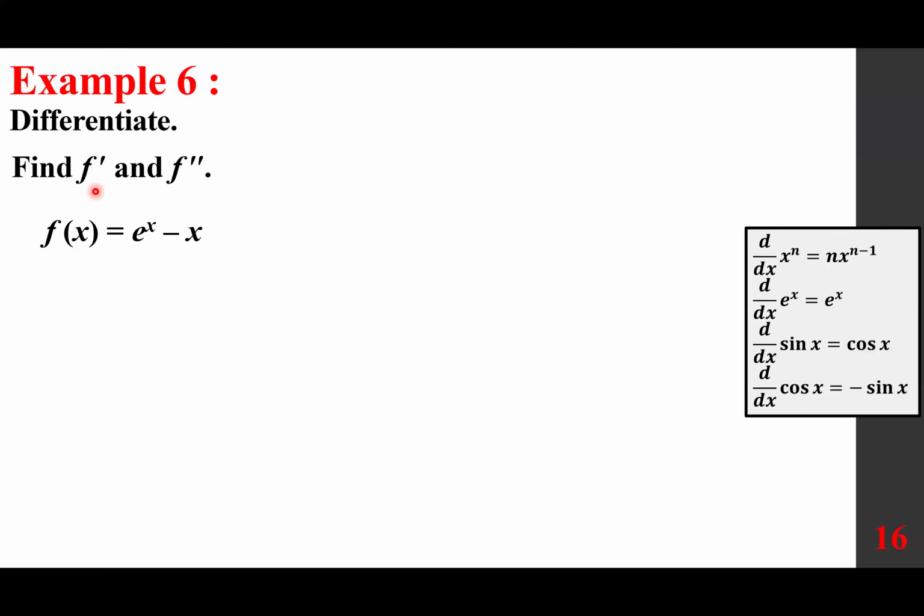All right, we want to find f prime and f double prime, where f of x is e to the power of x minus x, reminding you of the formulas we've discussed. So if I want to differentiate this, I'm going to do it piece by piece. F prime of x: e to the power of x gives me e to the power of x, minus x gives me minus 1, and I'm done.